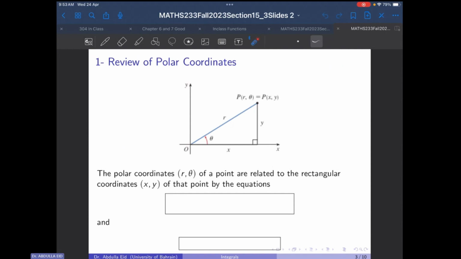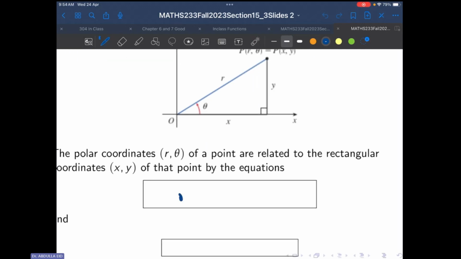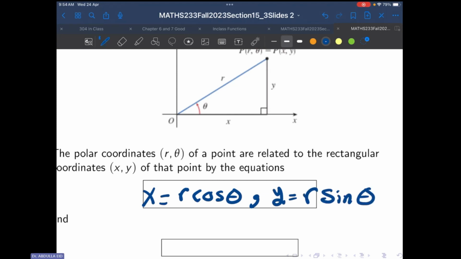Next, we can also do the opposite. What do I mean by the opposite? The opposite means if you have r, just use cosine theta with it, you will get x. And y will be r sine theta. So again, either I give you r, theta, you can find x and y, or we can do the opposite. So it's a relation that goes both ways. Give me x, y, I give you r, theta; give me r, theta, I give you x, y.